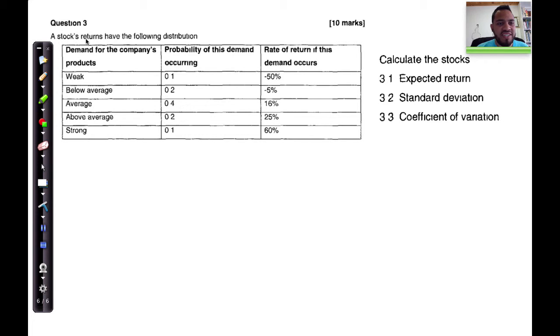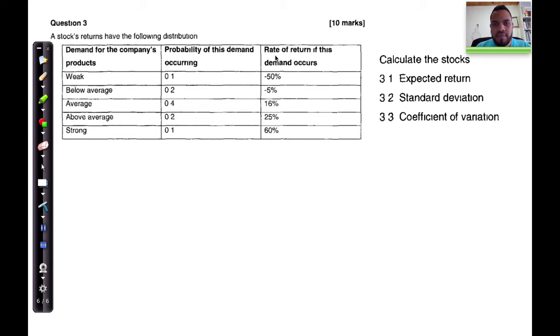Question 3, which says a stock's returns have the following distribution. So this talks about standard deviation and probability. It says weak, below average, average, above average, and strong probability of this demand occurring: 0.1, 0.2, 0.4, 0.2, 0.1. If we add up those probabilities, we can see that this gives us 0.3, 0.7, 0.9, 1. So therefore we have a total of 1.